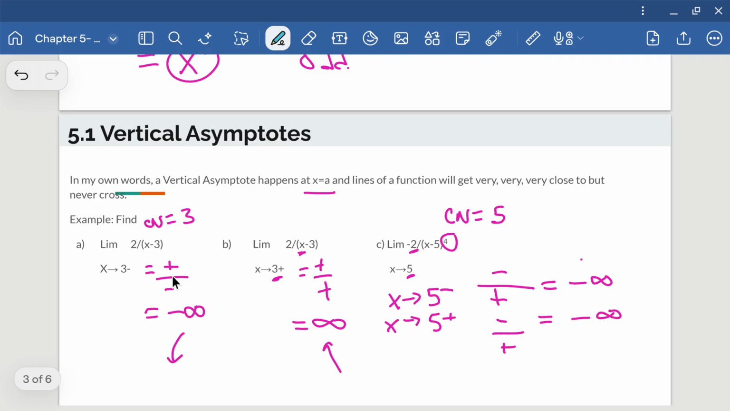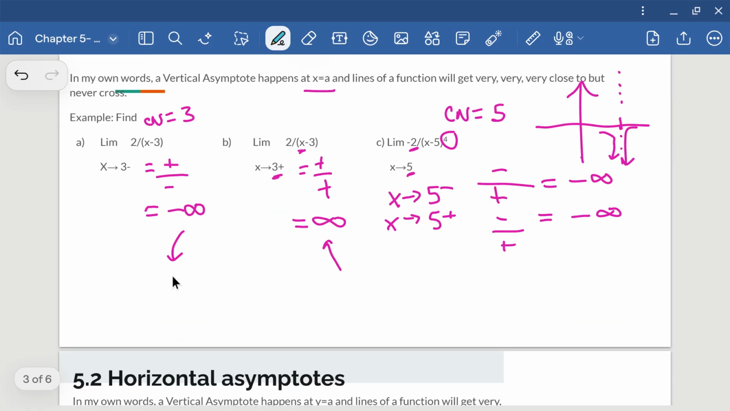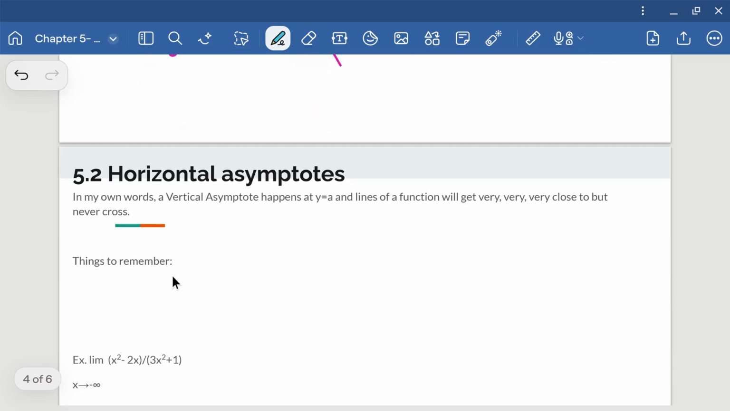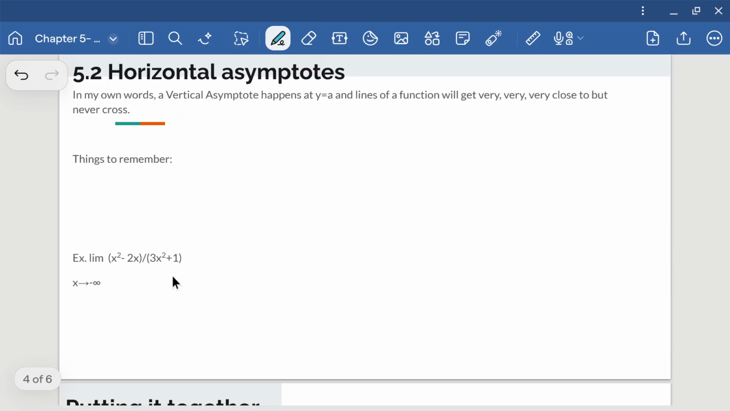So if I were to just draw a very, very quick example, here when x is 5, if that was my asymptote, then whether I was coming in from the left or the right, it is heading towards negative infinity. Now, vertical asymptotes I do think is fairly easy. Horizontal asymptotes are a little bit more work.